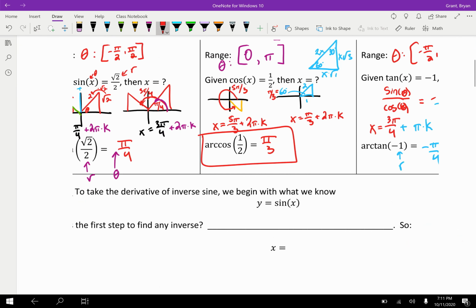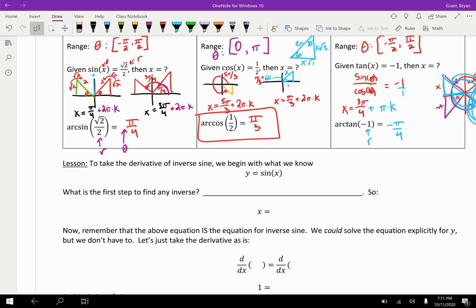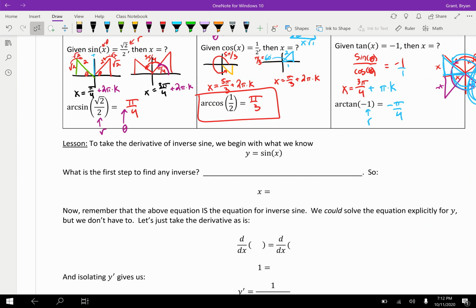Awesome. Now, we did absolutely no calculus there. So let's get into the calculus part. It's actually much easier than everything we've done, and you, I think, will like these inverse trig derivatives. They're very surprising, at least to me. So to take the derivative of inverse sine, we're going to begin with what we know. Y equals sine of x.